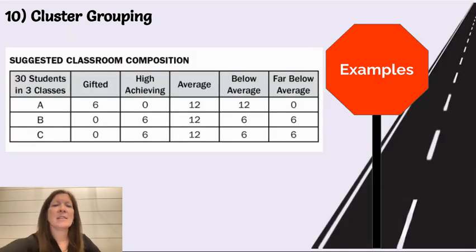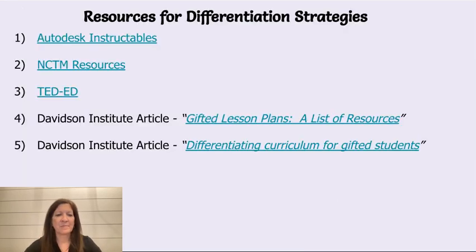So I just have an example here of a suggested possible cluster grouping. You can see that only part of the class, obviously it has that 3 to 8 there, is going to be in a cluster, whether they are gifted or high achieving students, it would be within that range.